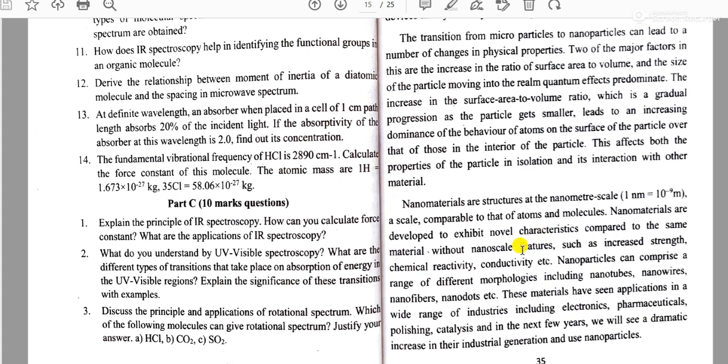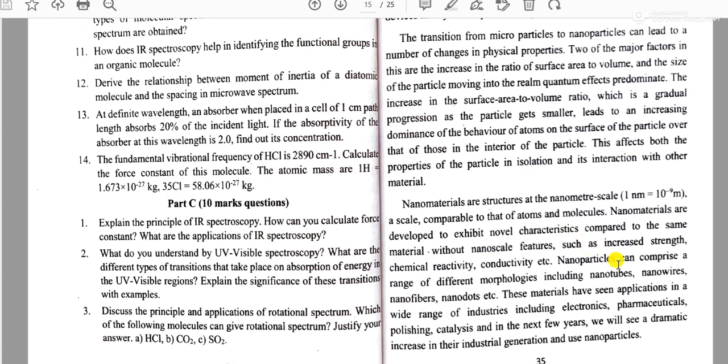For example, the newly formed nanomaterial might have increased strength, toughness, tensile strength, etc., or it may have high chemical reactivity, or its electrical or thermal conductivity can change. So all these are novel characteristics which may be required for technological applications.